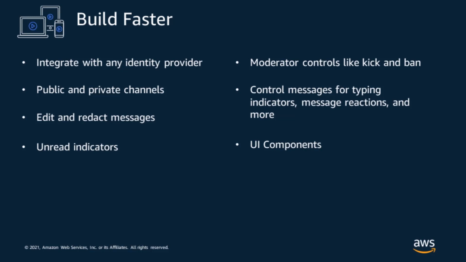Amazon Chime SDK messaging provides control messages used to trigger events and UI effects in clients such as typing indicators, message reactions, and more. And to accelerate the creation of the front end, Amazon Chime SDK messaging also provides UI components.